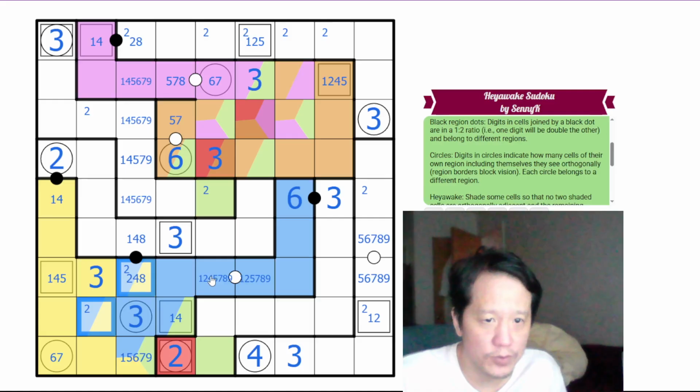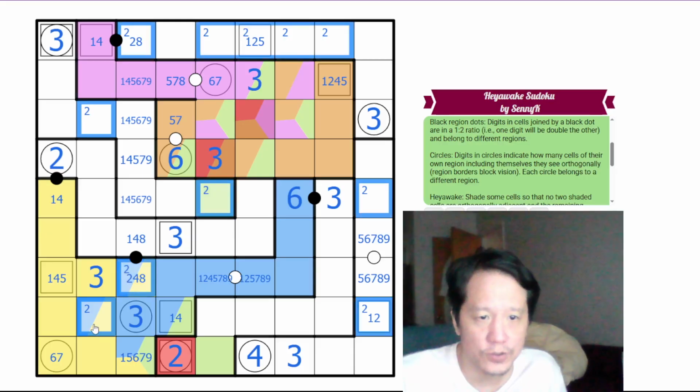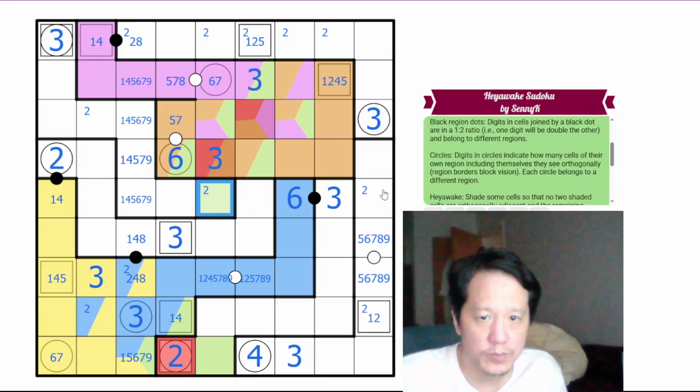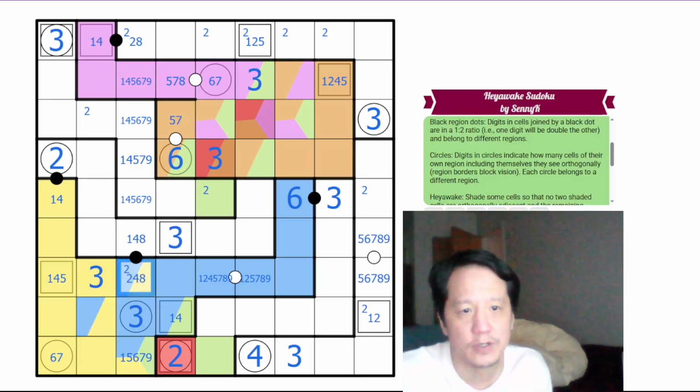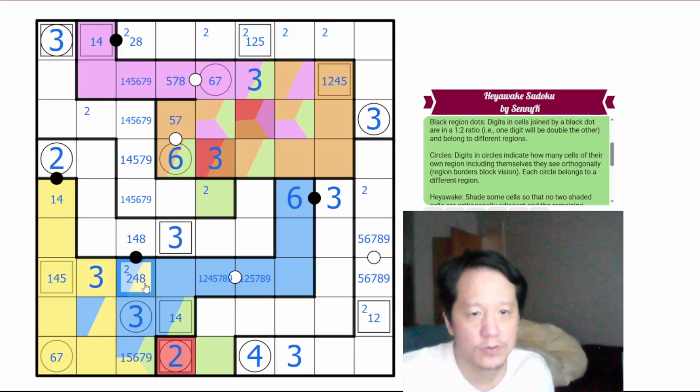2 in the blue region could be here. So if this is 2, that means this can't be 2, so that's 2. But then 2 cannot be any of these spots, 2 can't be any of these spots, and that's a problem. So this can never be the 2, which means 2 has to be here for yellow. So this is 2, and this must be yellow. So it cannot be blue, it's yellow.